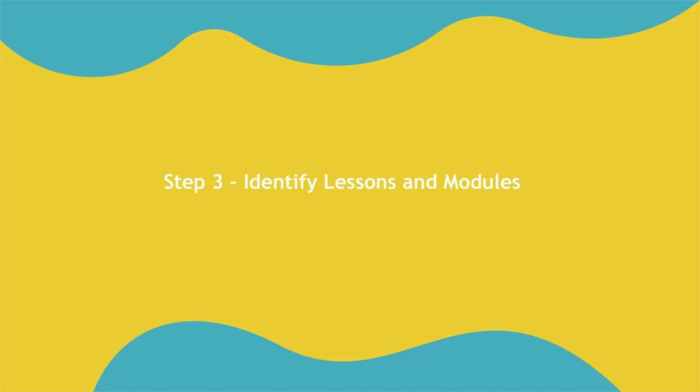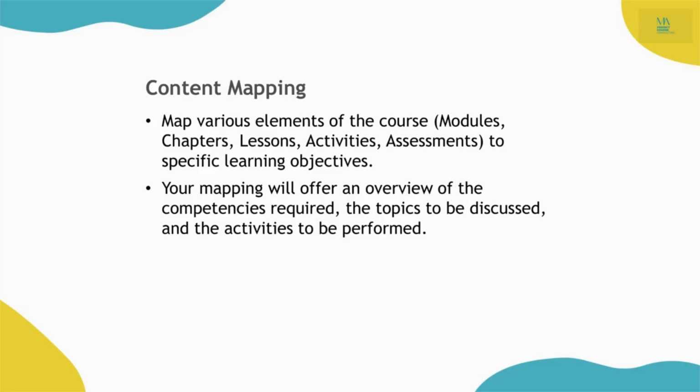And now let's talk about the third step, which is identifying lessons and modules. So you know your ideal customer avatar, you came up with your course topic, you created your objectives, and you're actually starting to map out your content. So for each of the learning units that learners will be exposed to, your mapping will offer an overview of the competencies required, the topics that you will be discussing, the activities that you want them to perform. And I will show you how I do it in just a second on the next slide.